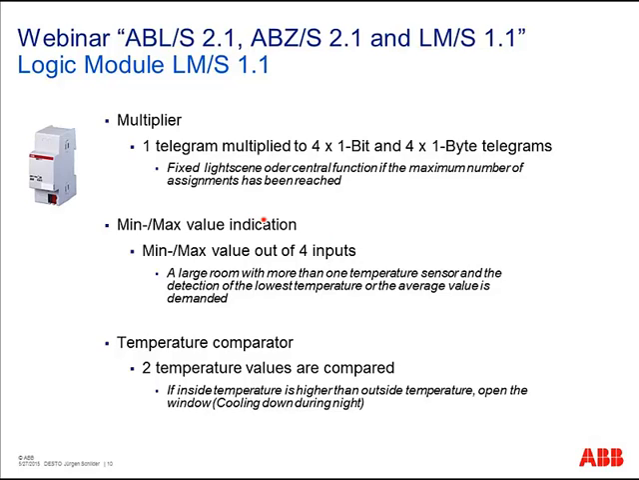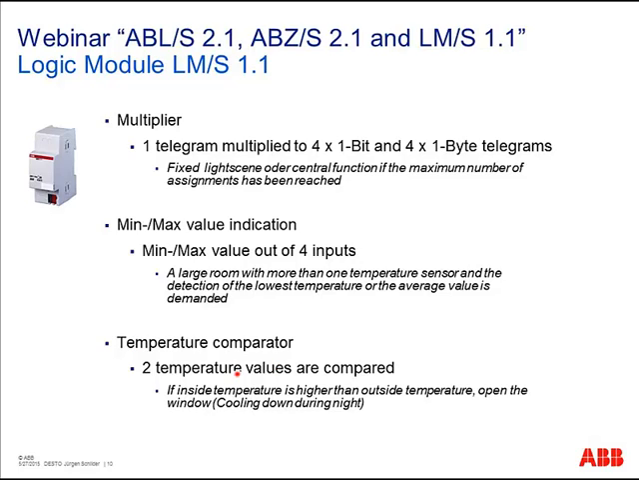Min-max value indication, what does it mean? Out of up to 4 values, you can find out what is the minimum, the maximum, but also the average value out of these up to 4 inputs. Example here, in a big room, you have to create temperature control, and you measure at different points with different temperature sensors. And for example, the lowest measured temperature should be used for temperature control, to have the right temperature in the room. Or maybe also the average value could be possible.